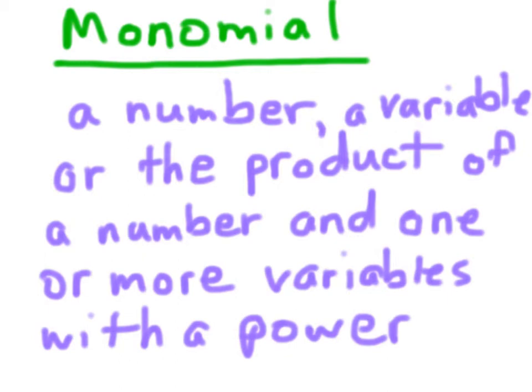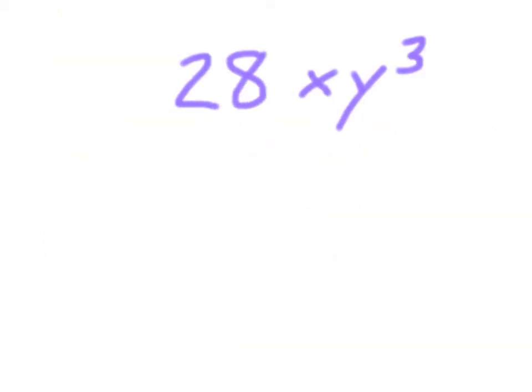Okay, let's take a look at what a monomial looks like. Let me turn my page. All right, I've got a monomial. I've got my whole number, 28. As you can see next to it, I've got a couple of variables. I've got an x, and then I've got a y with a power attached to it, y cubed. So 28xy cubed.